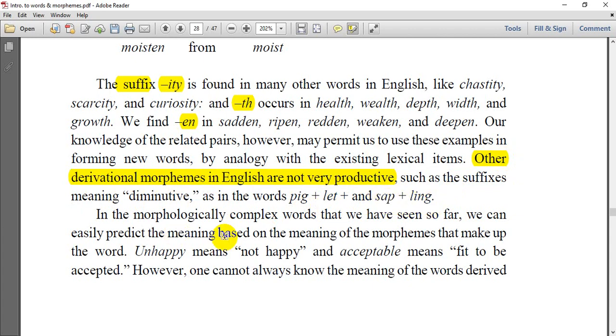In the morphologically complex words that we have seen so far, we can easily predict the meaning based on the meaning of the morphemes that make up the word. For example, unhappy, negative meaning, means not happy. Acceptable: -able here, in this word means fit to be accepted.